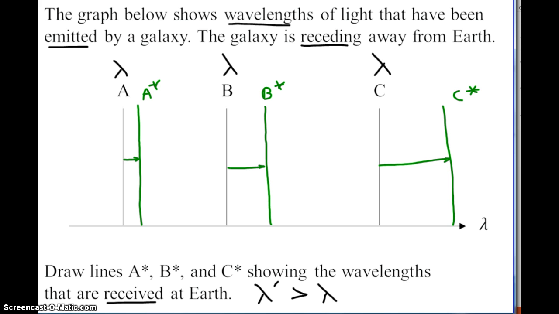My lines are not very straight, are they? So when a very large value is sent out, it is shifted a large amount. When a small wavelength is sent out by that receding galaxy, the shift that we observe is small.